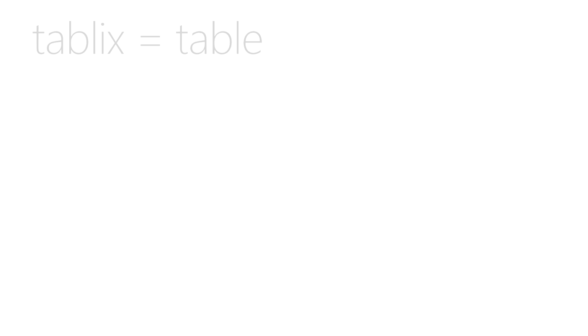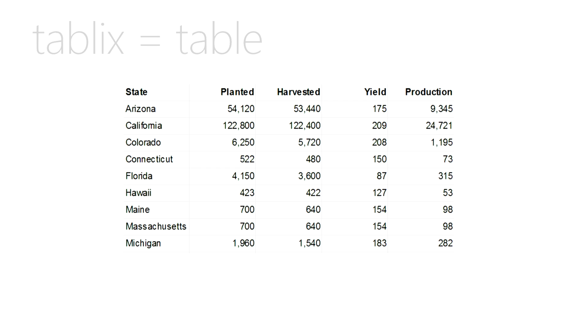So let's start with the Tablix control. What is a Tablix? A Tablix, at its most basic, is just a table. So here's an example of a table. And the data, in this example, comes from the United States Department of Agriculture. It is just some data on different states and a particular crop that they produce, and a whole bunch of metrics about how much of that crop they planted and how much they harvested and how good the yield was that season and so on.